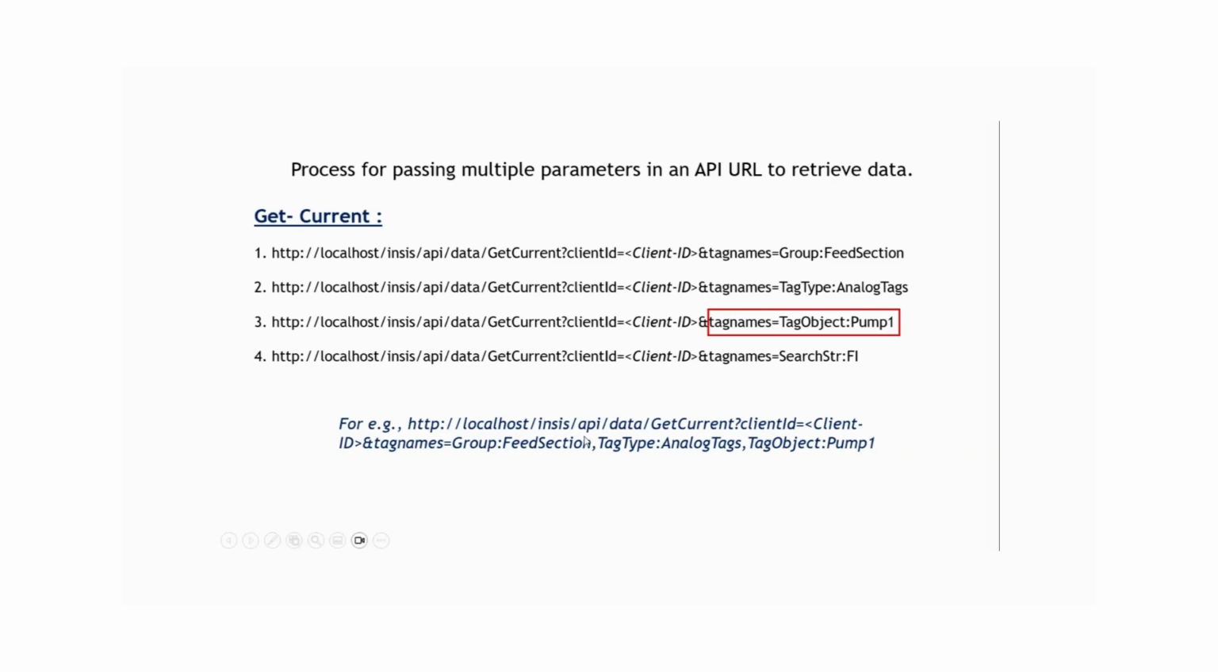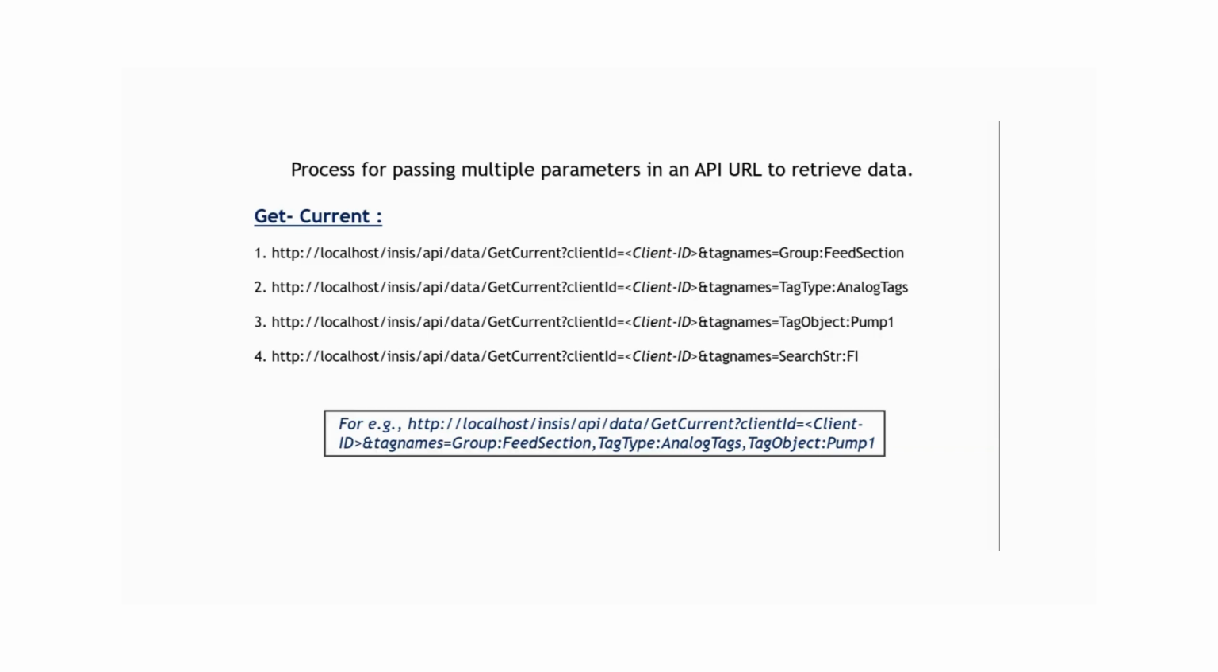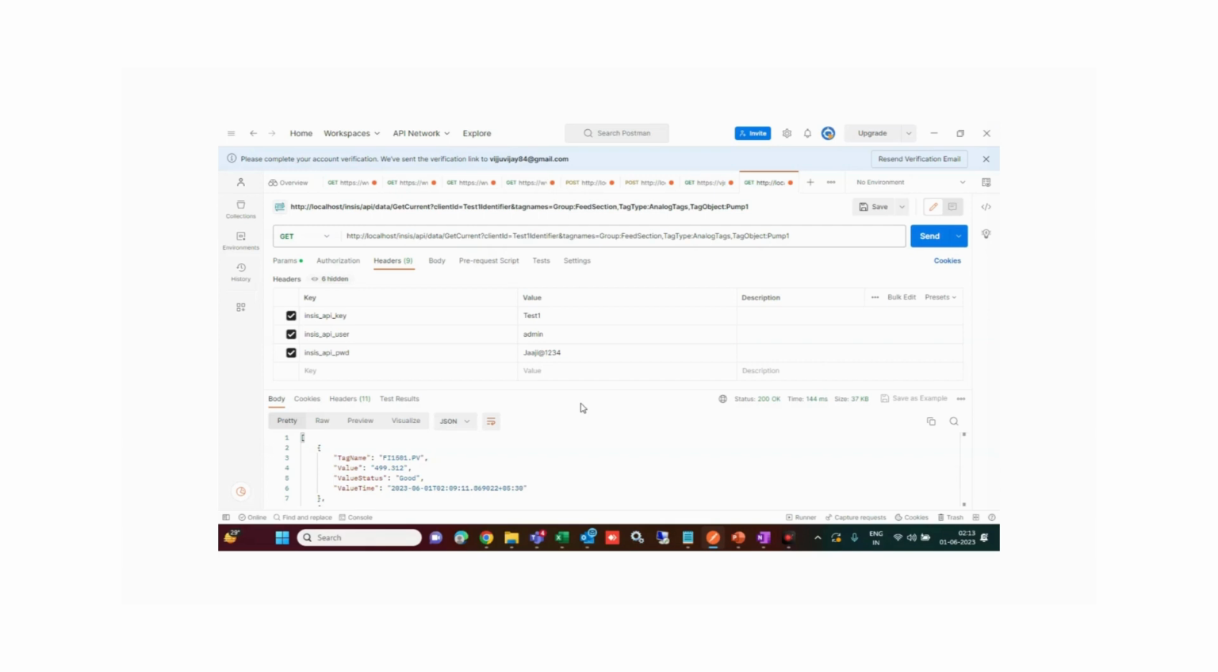Similarly, if we make an API request with tag type as analog tags, we will obtain the API response containing data for all the parameters associated with analog tags. As mentioned previously, it is also possible to extract multiple sets of data using a single Web API key. In this scenario, we have included 3 distinct sets of parameters in the endpoint, such as tag group, tag type, and tag object.